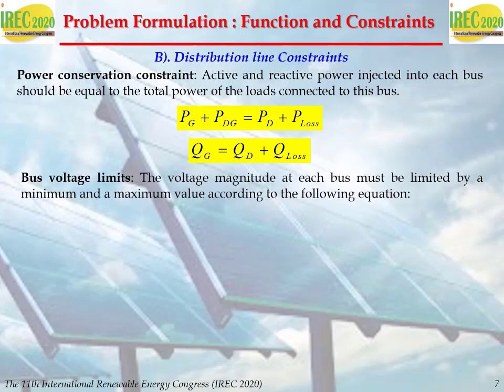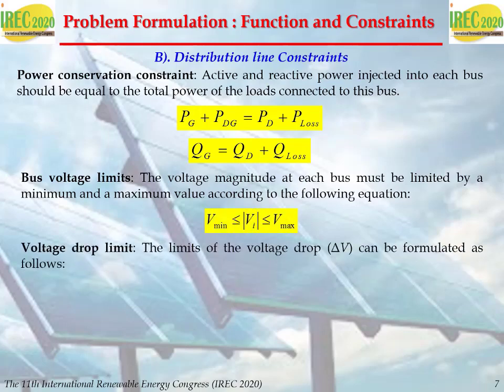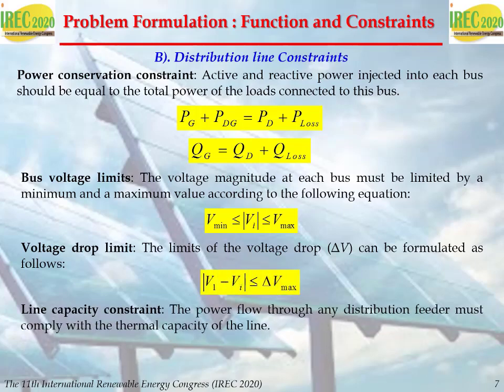While for the bus voltage limits, the voltage monitored at each bus must be limited by a maximum and minimum value, according to the following equation. For the voltage drop limit, the limit of the voltage drop can be formulated as follows. For the line capacity constraint, the power flow through any distribution feeder must comply with the thermal capacity of the line.